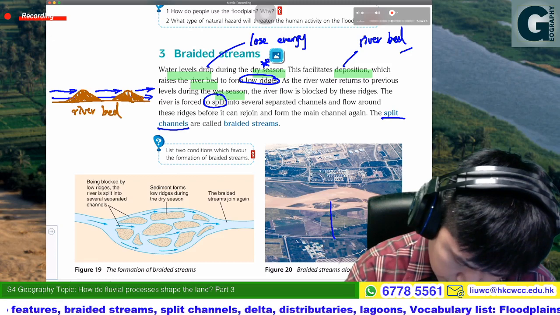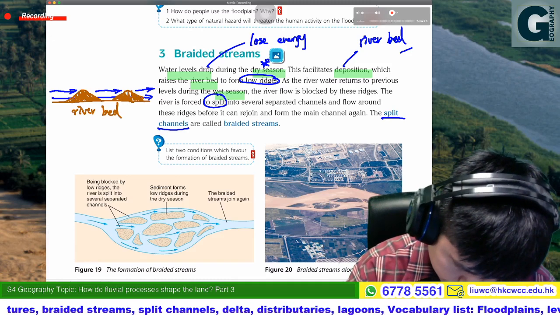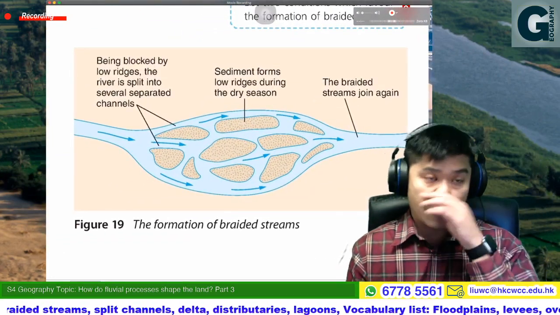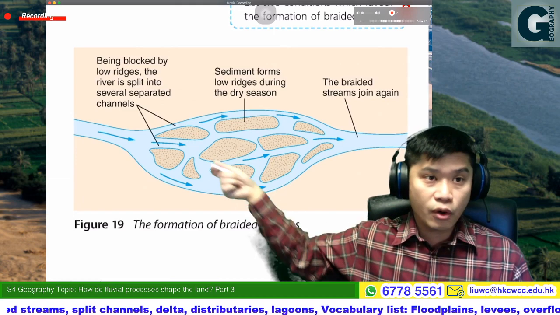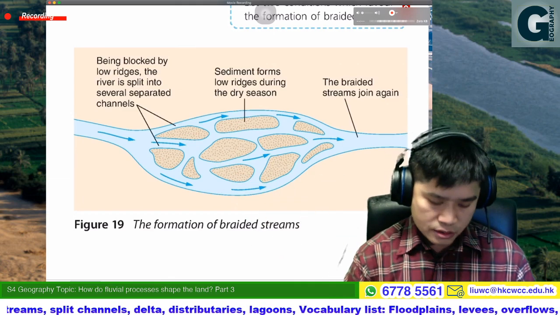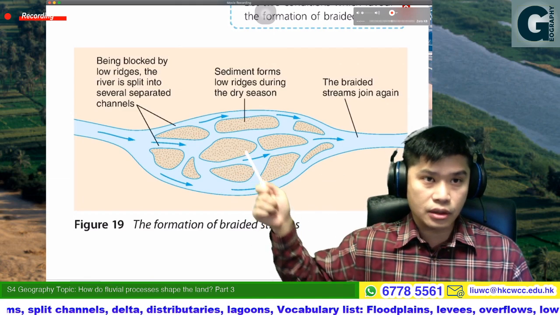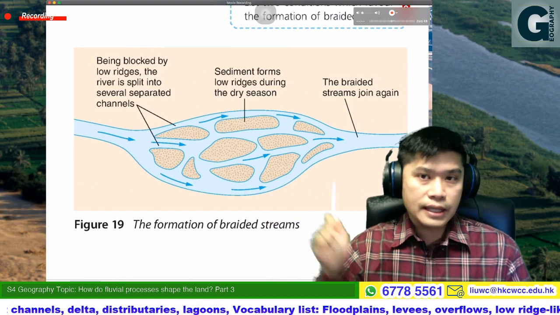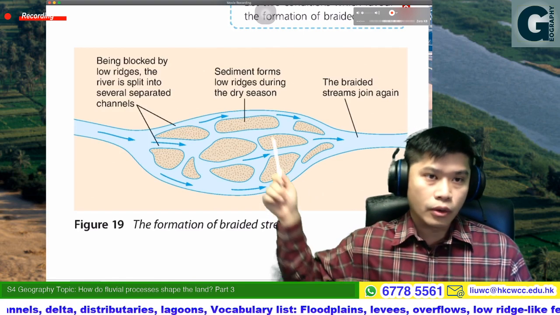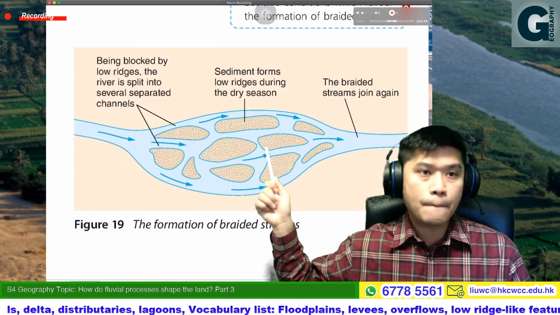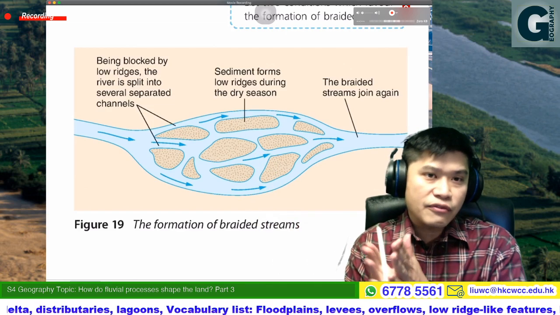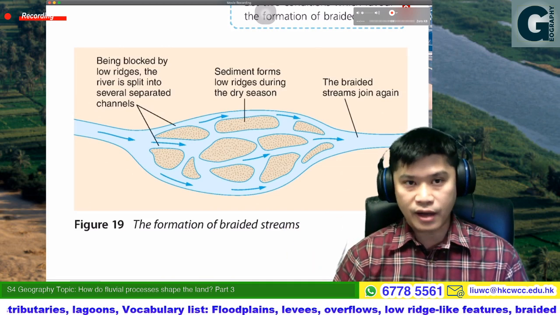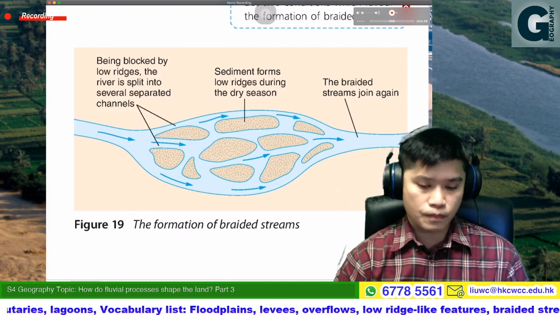Okay, so that could be like this. In your textbook, you can see this figure. When the water flows downstream, there could be deposition in the river, so that may block the main channel. That's why, as we mentioned just now, the river may split, 佢哋分散開嘅，然之後再去到匯合埋翻埋一齊。Okay, this one we may call the braided stream.